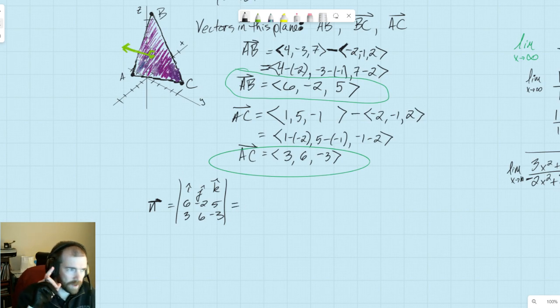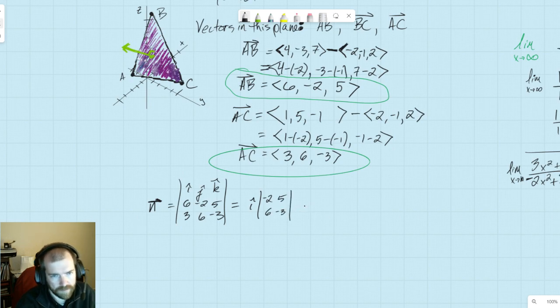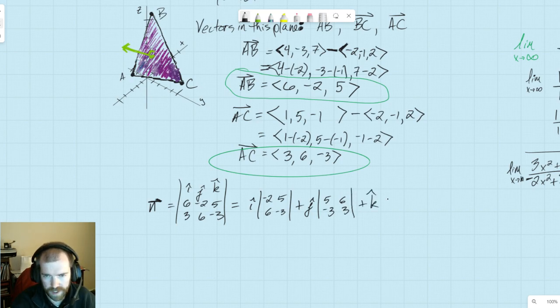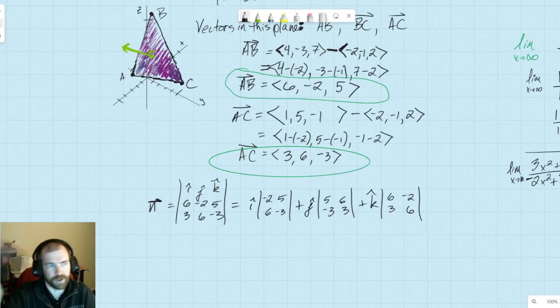This has to do with finding the determinants of this whole matrix. So the determinant of this matrix is going to be i hat times the determinant of negative 2, 5, 6, negative 3, plus j hat times the determinant of 5, negative 3, 6, 3, plus k hat times the determinant of 6, negative 2, 3, 6. And yes, I did just do vertical versus horizontal all at the same time.